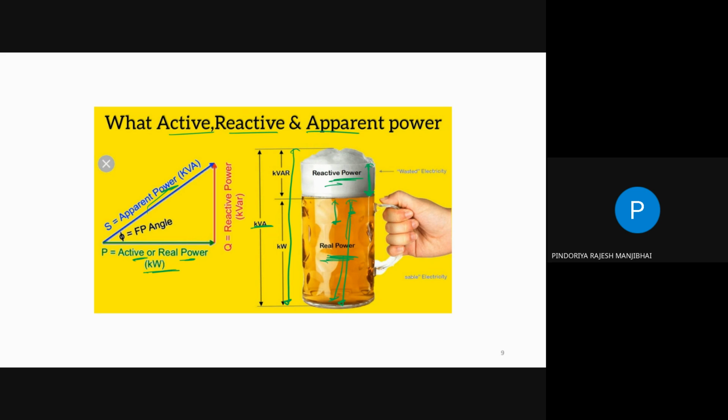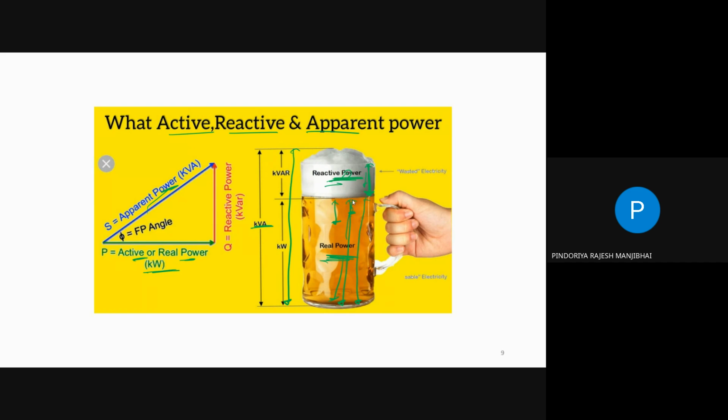But we can consume the real power. Whatever drink is available in the glass, we can consume this drink, correct? But for the proper storage and maintenance of this drink, we need the reactive power, that is the gas, correct? So this is a simple example of active power, reactive power, and apparent power.